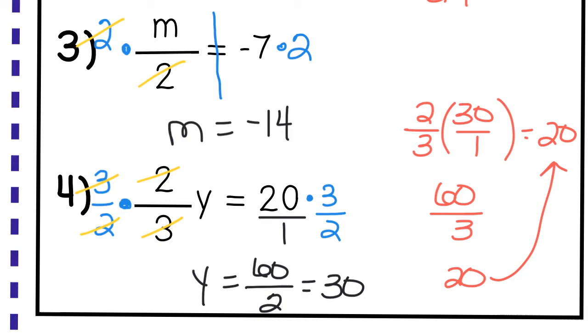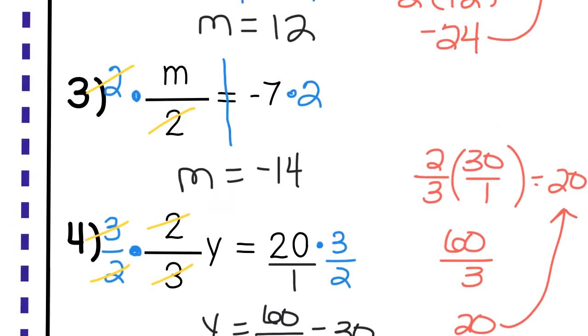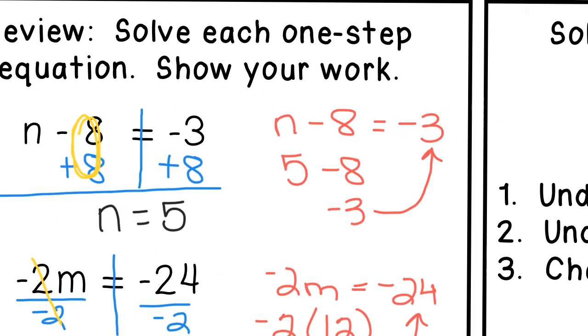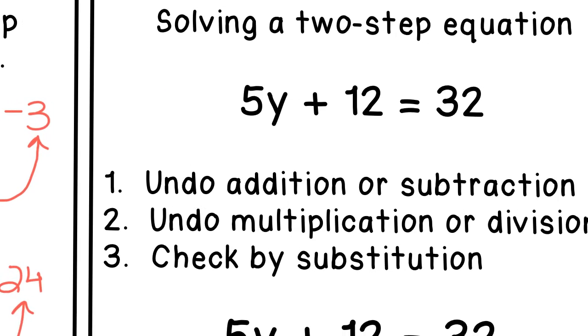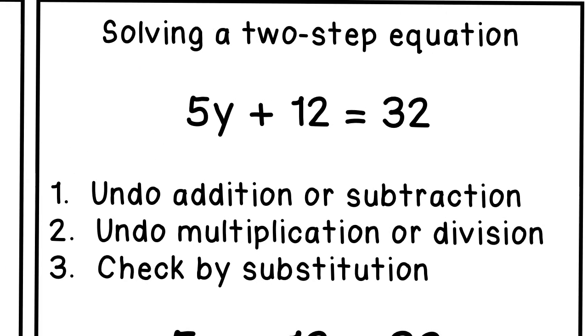Okay, so now that we've taken a second to review the 1-step equations, we are going to move into the 2-step equations. And just like it says, it's going to take 2 steps to solve the equation. Our notes tell us that the first thing we need to do is undo addition or subtraction. Second thing is to undo multiplication or division. And then third thing, check your answers by using substitution.